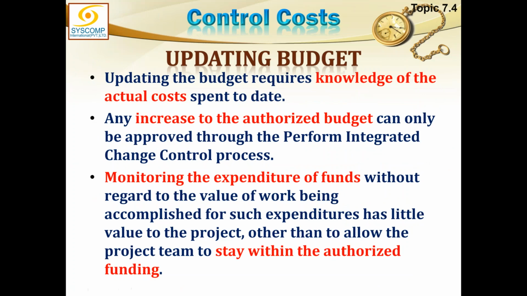Okay, updating the budget requires knowledge of actual costs spent to date. So for doing that, I should know how much money has actually been spent on ground on the project. This is the important data. Any increase to the authorized budget, the money which I should have spent, if I have spent more than that or even less than that, both are variances. If I have spent more than that, it can only be approved through a proper perform integrated change control process. So it is a case of a change request.